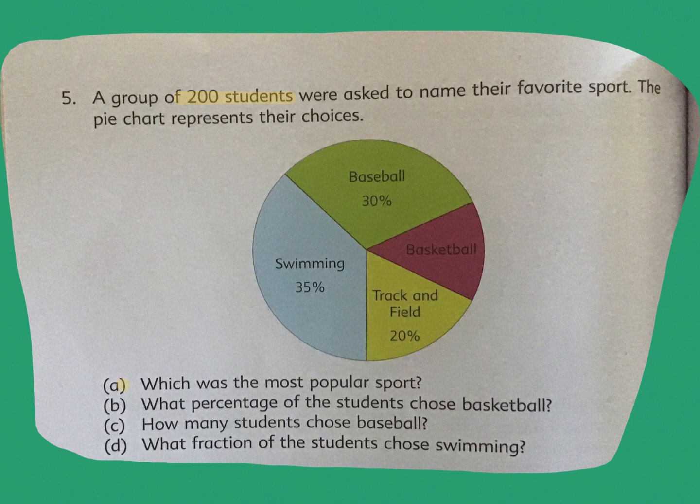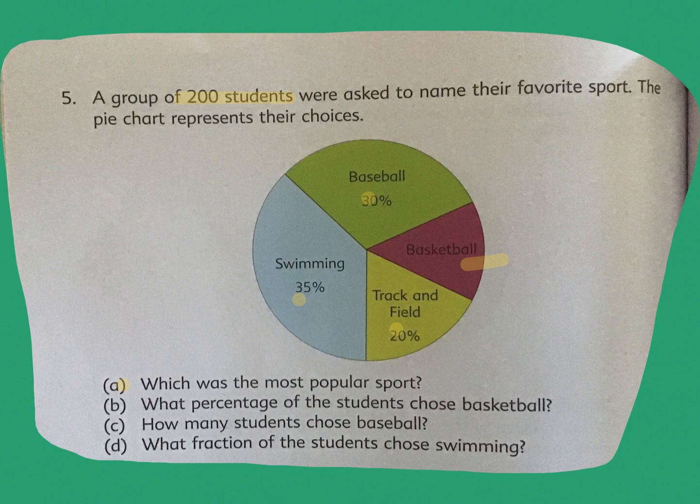Why don't you do A, B, C, D on your own, pause this, and then come back for the answers. A, which was the most popular sport? Well, I see that swimming is 35, baseball's 30, here's 20. Let's make sure that we know what percent basketball is, although we know it's not going to be over 30, but let's just figure that out quick.